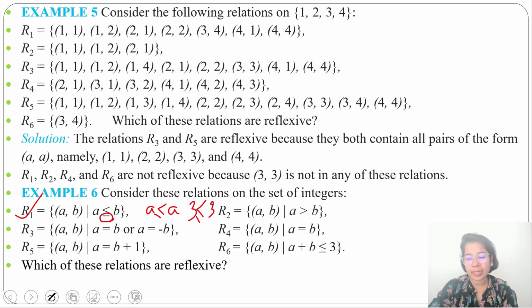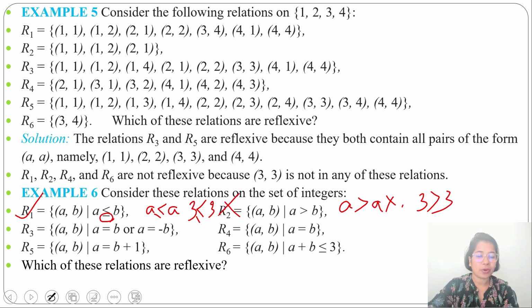As there is a equals to also, that's why it is reflexive. Next R2, a greater than b. Is a greater than a? No. Is 3 greater than 3? No. So any number cannot be greater than itself. Hence R2 is not reflexive. Now R3 says that a equals b or a equals minus b. a equals a, yes, 3 equals 3. 5 equals 5, yes. This is reflexive. R4, a equals b. This is reflexive, a can be equal to a.